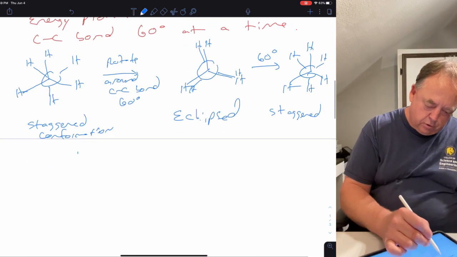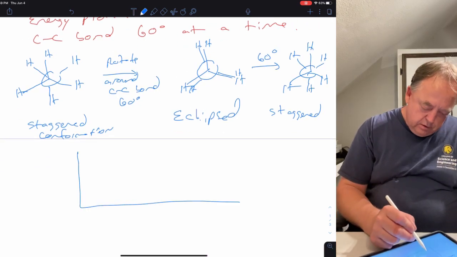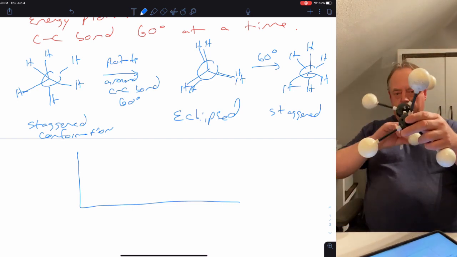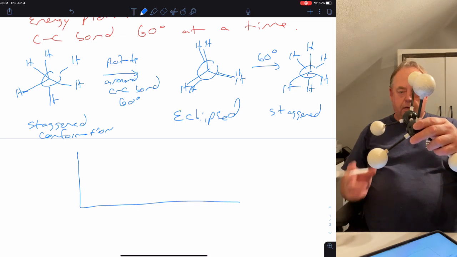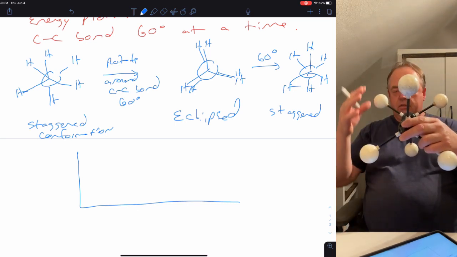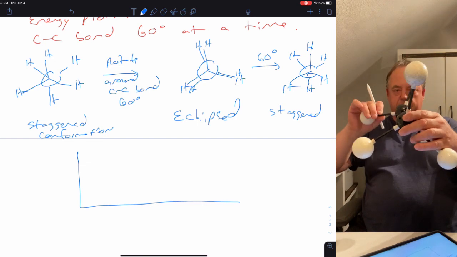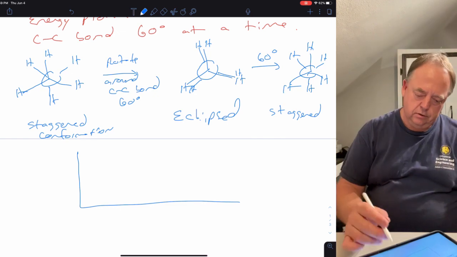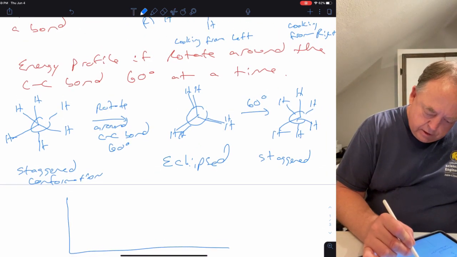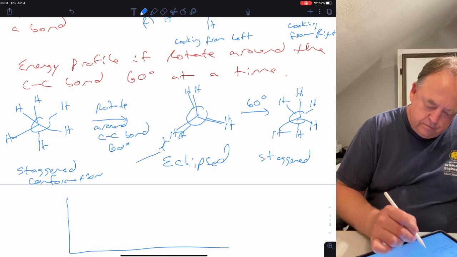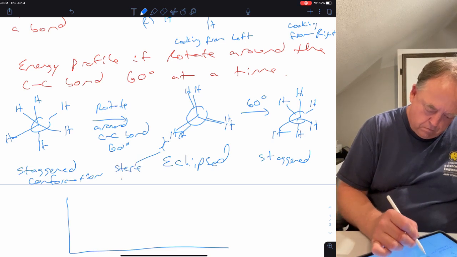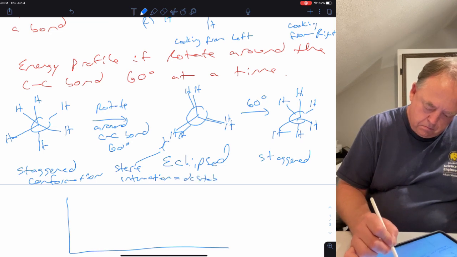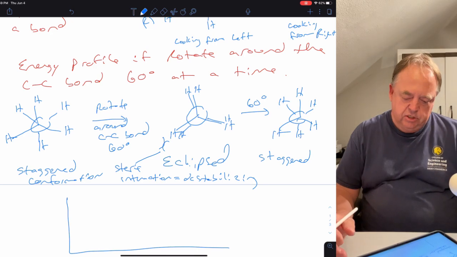So if we looked at an energy profile, first of all, which do you think is more stable? Do you think it's more stable for it to be staggered or more stable for it to be eclipsed? And the answer is it's more stable to be staggered because atoms like to have space. If it's eclipsed, then they're closer together in space, and you have what's called steric interaction, which would typically be symbolized using that symbol. So that's a destabilizing interaction.